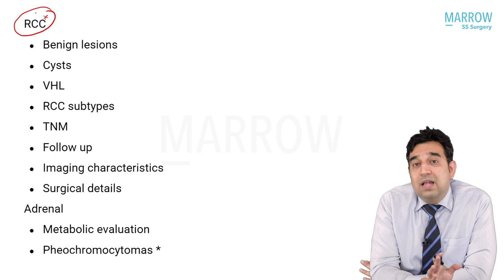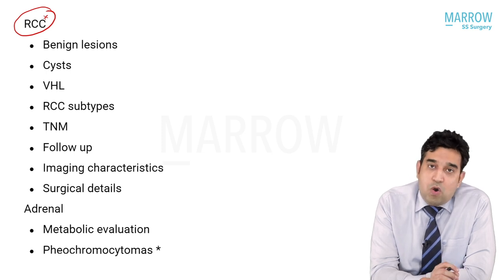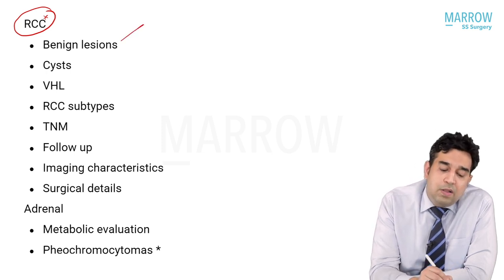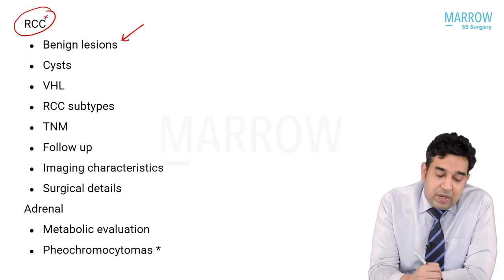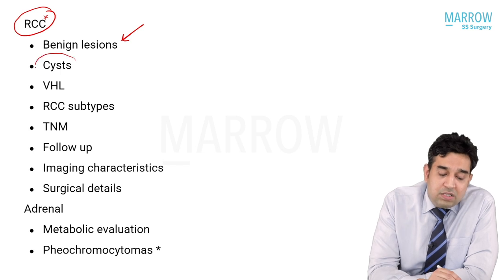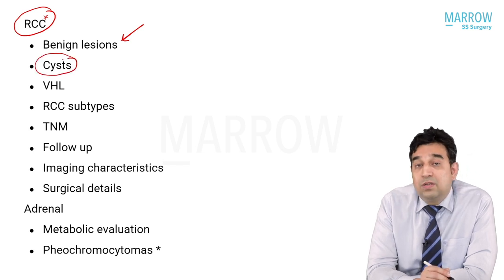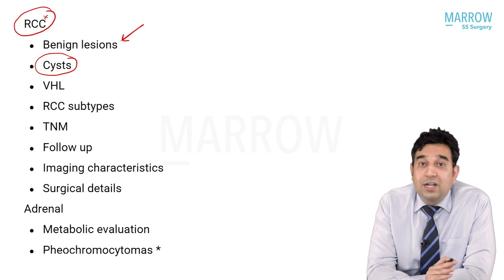So as I said, all cancers in urology are very, very important. They are hot topics. So in RCC, we should know about all the benign lesions of the kidney. Also in adrenal, we should know about all the benign lesions of the adrenal. We should know about cysts. The entire table on the classification, the Bosniak staging, is very, very important. So that should be by heart.